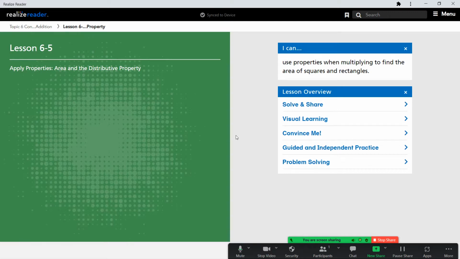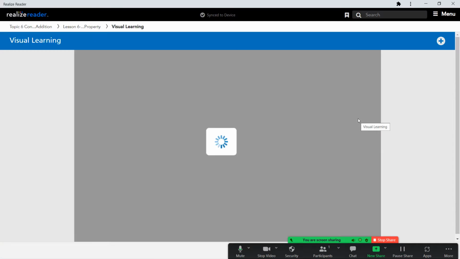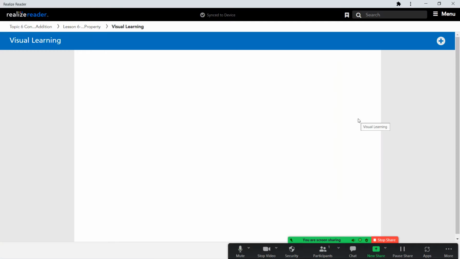In this lesson, we're going to focus on applying properties to calculate area, specifically on the distributive property. Now remember, the distributive property is when you break a number apart into smaller pieces, find those partial answers, and then put them back together. This is a strategy we use to help us solve problems that involve bigger numbers that may be difficult for us to do all at once.